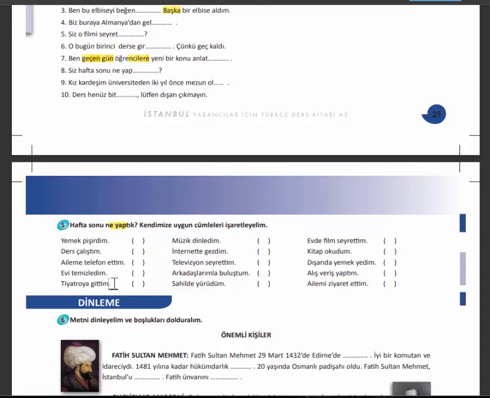Tiyatroya gittim. I went to the theater. Müzik dinledim. I listened to music. İnternette gezdim. I surfed the internet. Televizyon seyrettim. I watched TV. Arkadaşlarımla buluştum. I met with my friends. Sahilde yürüdüm. I walked at the beach. Evde film seyrettim. I watched a film at home.